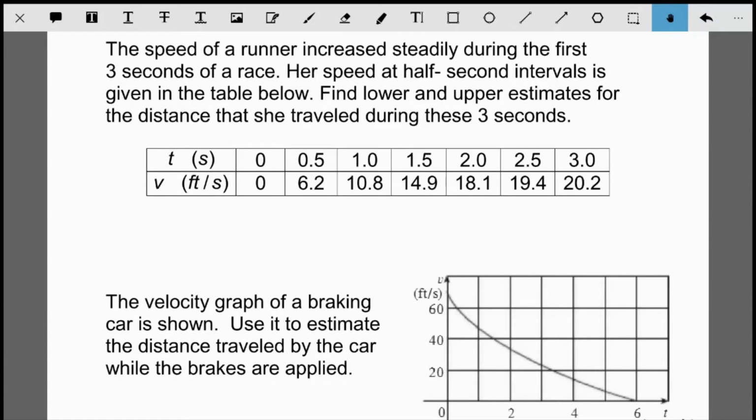This is a fairly easy process. It says the speed of a runner increased steadily the first 3 seconds of a race. Her speed at half-second intervals is given in the table below. Find the lower and upper estimates for the distance that she traveled during these 3 seconds.